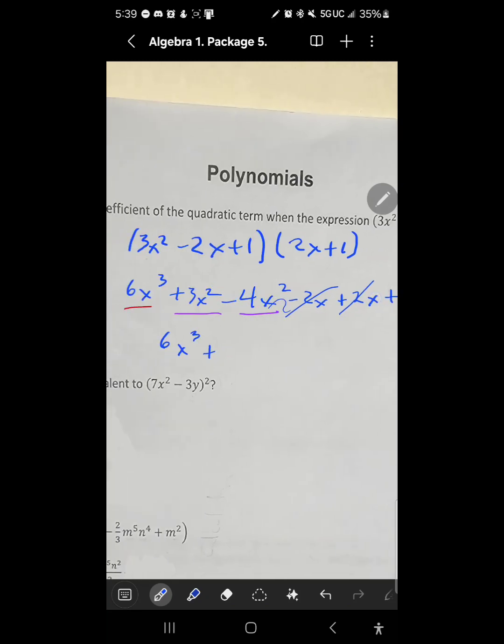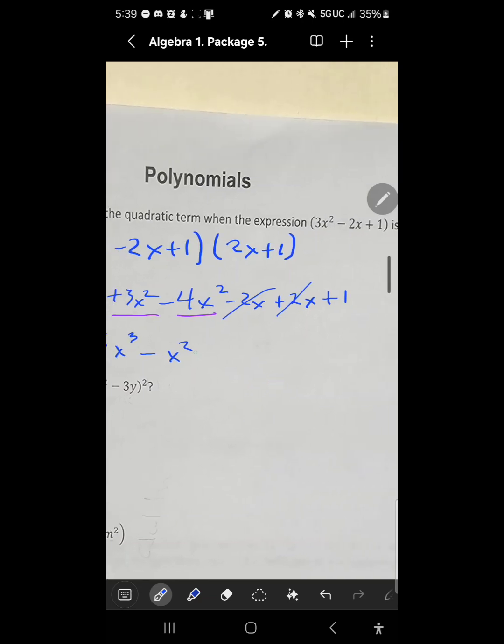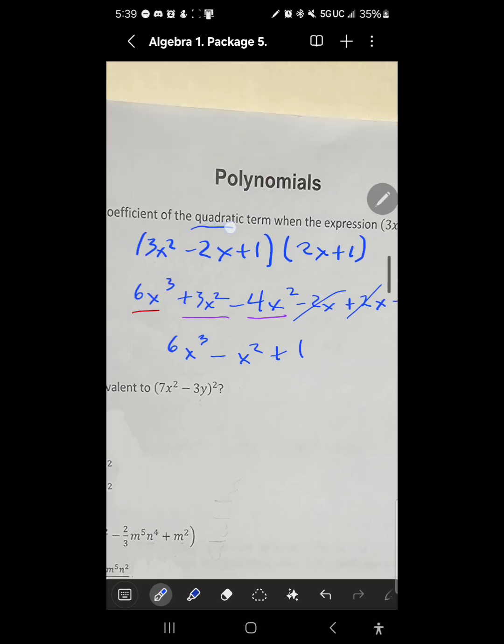Now 3x squared minus 4x squared: the bigger number has a negative sign, so our answer will be negative, and 4 minus 3 is just 1. So we get minus x squared. Then we just keep the 1. Now the question is, what is the coefficient of the quadratic term? The quadratic function we spoke about before is the graph of x to the 2. So quadratic just means to the 2.